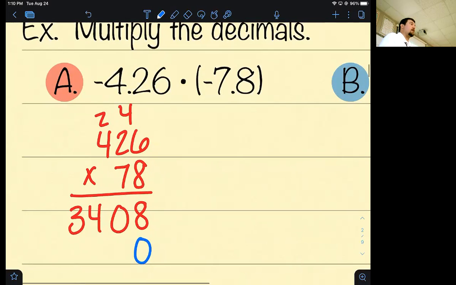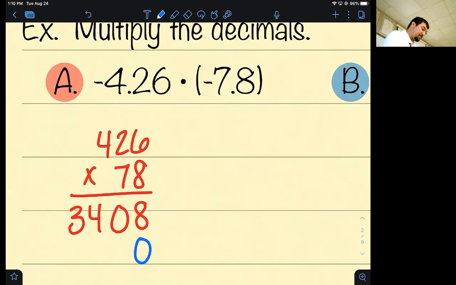And the reason we're putting a 0 is because we've now moved into the tens column. This is actually 70 that I'm multiplying by now. So I need to put a 0, and then I'm going to cross these out, or you can erase them, whatever you want to do. And we're going to start fresh.